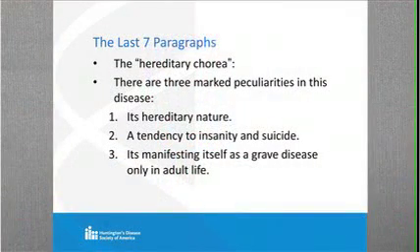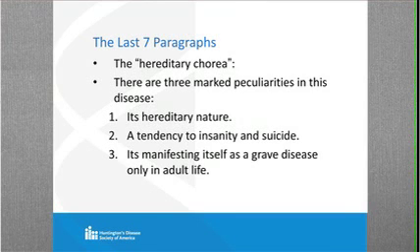The last 7 paragraphs are really what he's known for in terms of the genetic form of the disease, or what we call Huntington's disease today. He described the hereditary chorea, and he described the 3 marked peculiarities in this disease. Its hereditary nature, and he was the first to describe that if a generation didn't get the disease, the rest of the generations would not get it after that. He described a tendency to insanity and suicide, and thirdly, it's manifesting itself as a grave disease only in adult life.